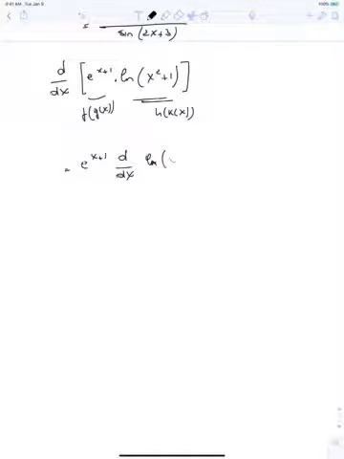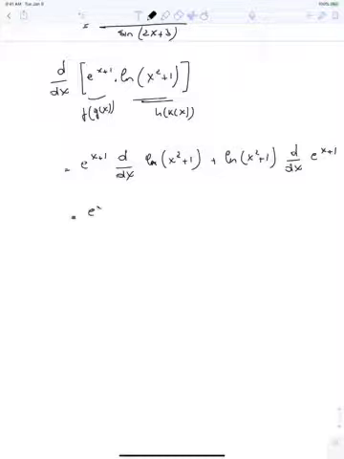But each of them is a function of a function. So I could write this one here as f of g of x, and this one here as h of k of x, something like that. But first we have the product to do. So this is going to be e^(x+1) times the derivative of the log of x squared plus 1, plus the log of x squared plus 1 times the derivative of e^(x+1).